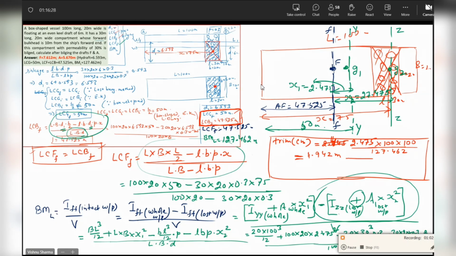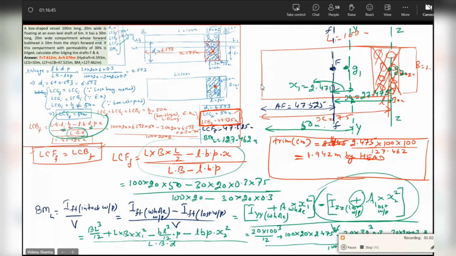Now tell me, by head or stern, beta? That is important. By head. Compare LCG final, LCB final. Tell me, is it by head or by stern? Obviously, it is by head. Why? Because the center of gravity is forward of the center of buoyancy.